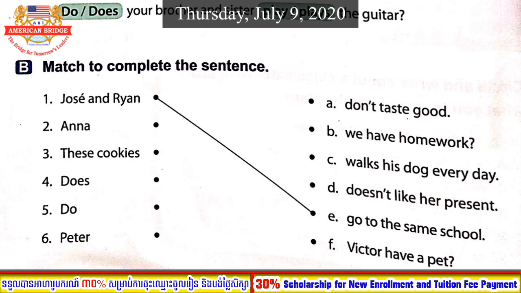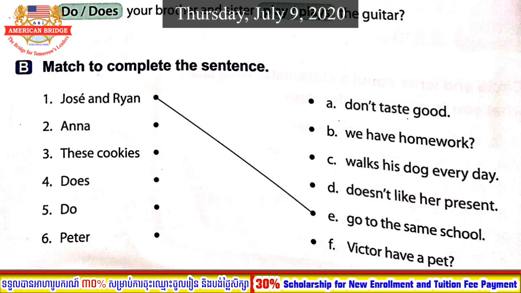Let's go to number 3. These cookies. So these cookies are plural, right? So we have to use A. These cookies don't taste good. Number 4. Question does. Does what? Does we have homework? Does walks his dog every day, or does Victor have a pet? So the answer letter F, right? Does Victor have a pet?